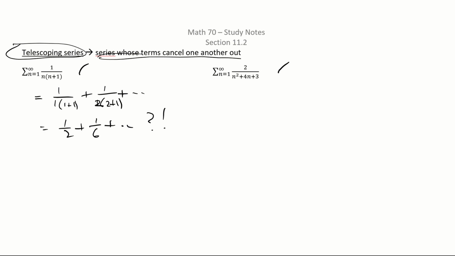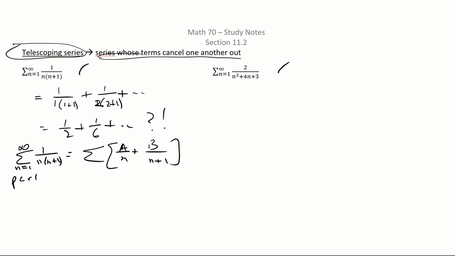But I do it this way, though. Watch this. You're not going to like it. Series, maybe you will. 1 to infinity, 1 over n plus 1 is equal to series, big old bracket, a over n plus b over n plus 1. Are you kidding me? No, I'm not. Partial fraction decomposition. That's what we do. I'm going to do it right now.